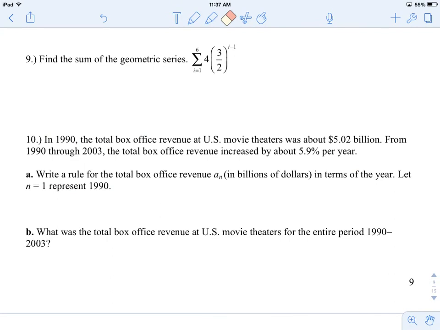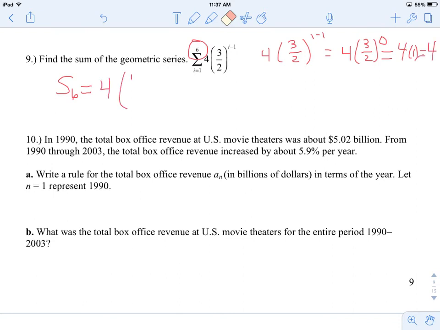The next example is given to us in summation notation. They want us to find the sum of this geometric series, the first 6 terms. So the sum of the first 6 terms is equal to the first term. If I plug in 1 for i, I get 4 times 3 halves to the 0 power. Anything to the 0 power is 1, so this is really 4 times 1, or 4. So 4 times 1 minus the common ratio, which is the 3 halves, to the nth power, which in this case is 6, divided by 1 minus 3 halves.